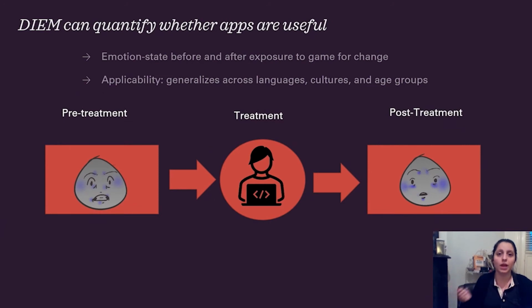So dVEM is a way to quantify whether apps are changing anything. It specifically speaks to that fear aspect that I was talking about before. Fear, happiness, anger. It's an emotion state and intensity before and after exposure to any game or app for change.